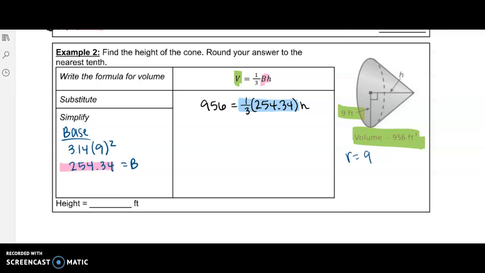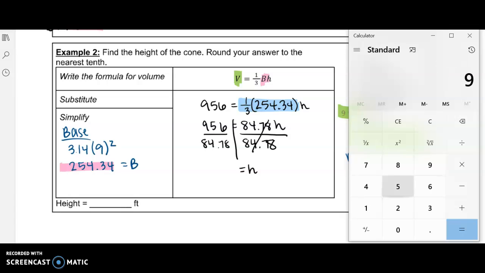84 and 78 hundredths. So this gives us 84 and 78 hundredths times H equals 956. Then we are going to divide by 84 and 78 hundredths. That leaves us with our height. So we have 956 divided by 84.78.